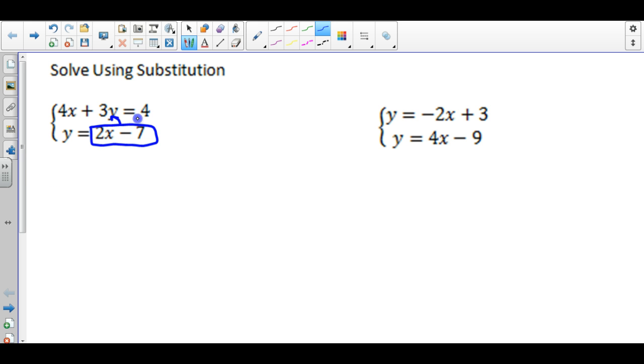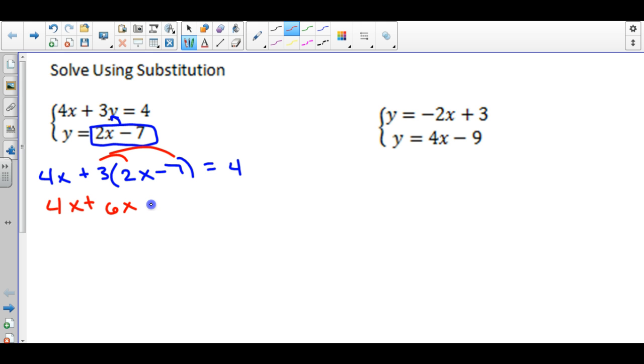And now I'm going to rewrite this entire top equation. So 4x plus 3 times our quantity here from the box, the 2x minus 7, and that equals 4. So what we're going to do now is distribute to solve this equation. 4x plus 6x, and then I have 3 times negative 7 is negative 21, and that equals 4. I have like terms here, so I'm going to combine these like terms. 4x plus 6x is 10x.